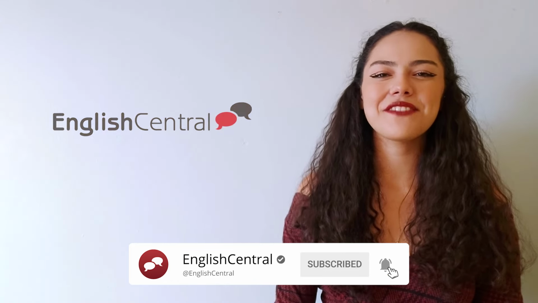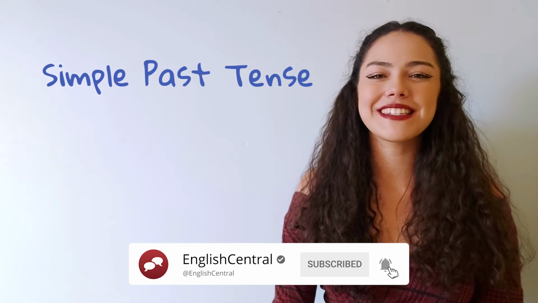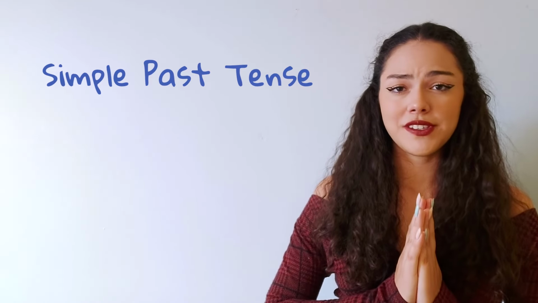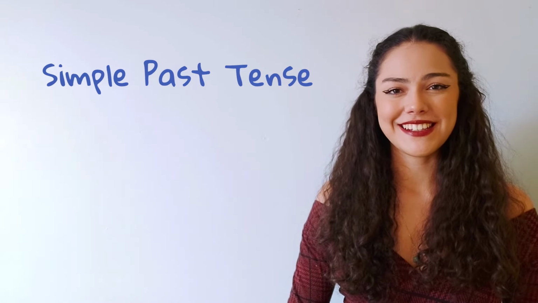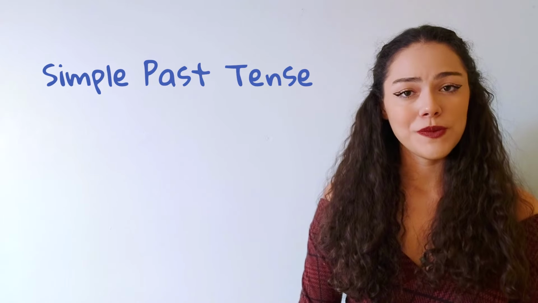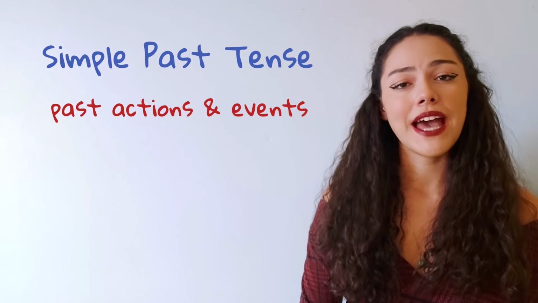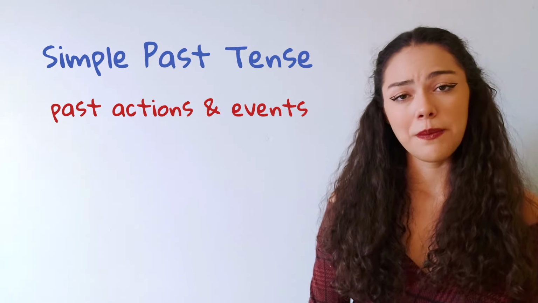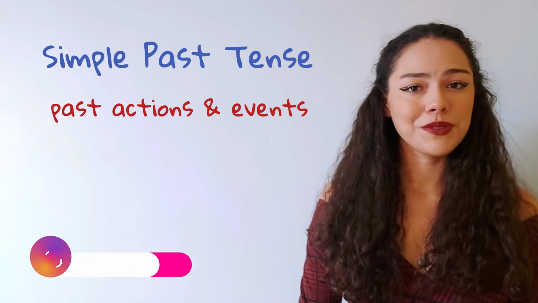Welcome back. Today we are going to learn about simple past tense. First things first, what is the simple past tense? Well, it is a verb tense that we use to describe the actions or the events that happened in the past and are now completed.